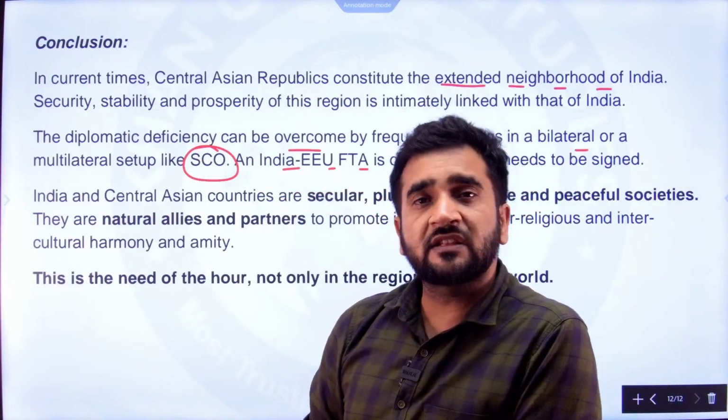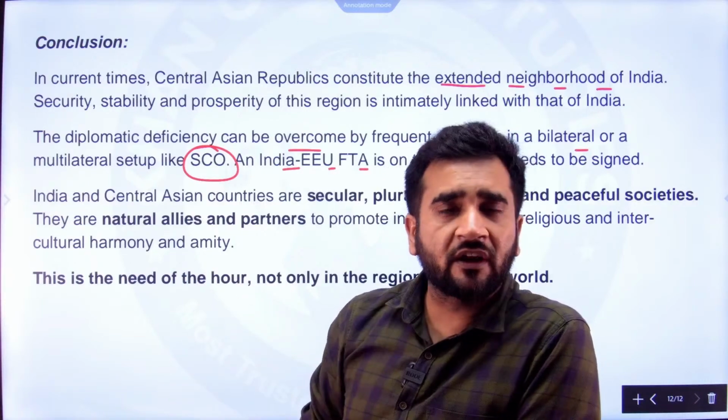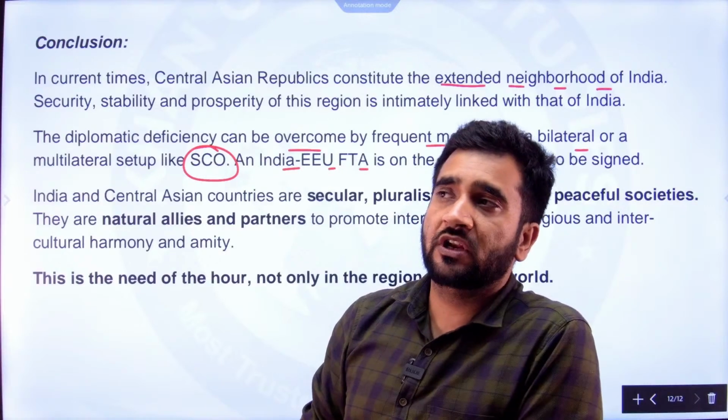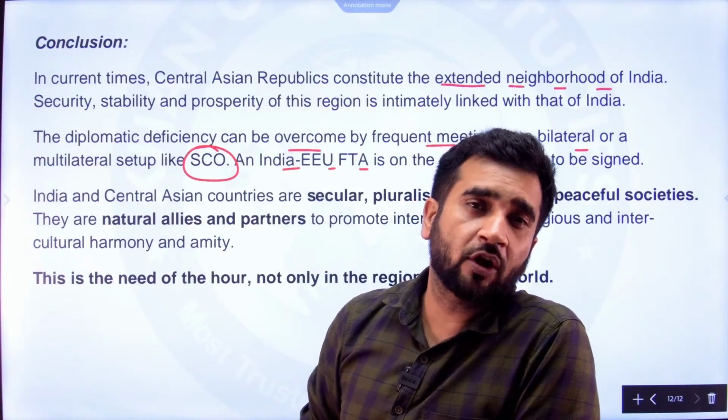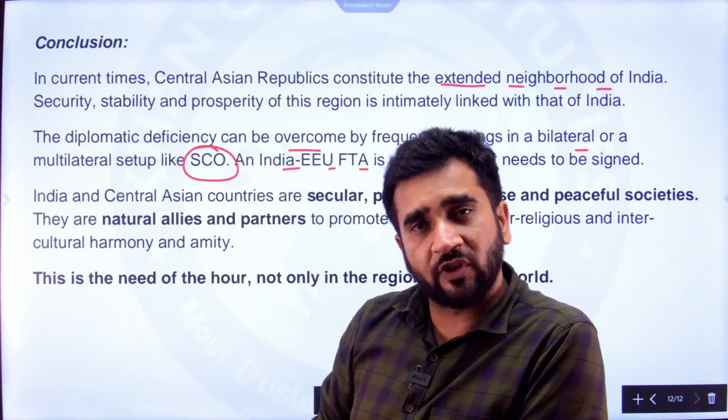We are discussing this free trade agreement. In this Eurasian Economic Union, countries like Kazakhstan and others are there. But this negotiation has not been completed, so it has not been adopted. This needs to be adopted. This is also a shortcoming, an economic shortcoming, we can say.